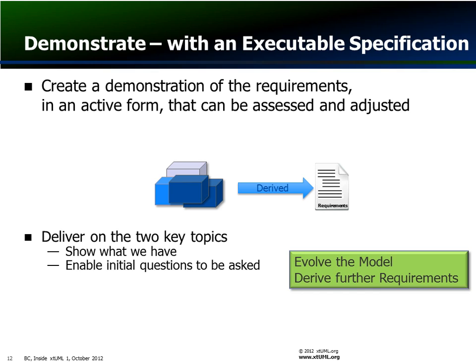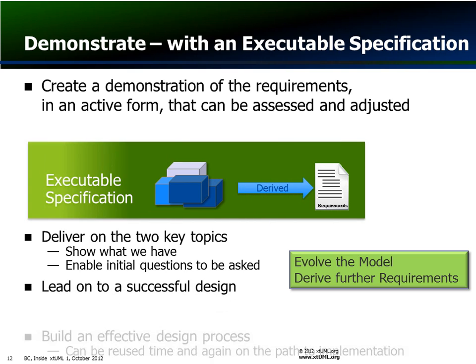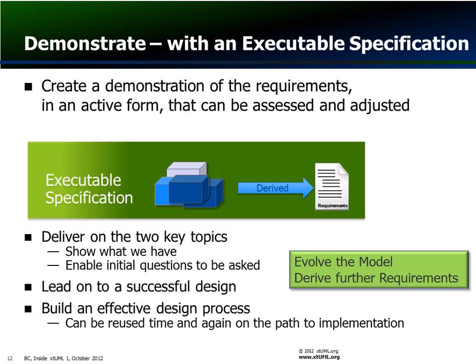We can evolve the model, derive better requirements, and go on to drive from our executable specification into a design process. And by having an executable specification, it's something that can be referred back to later on in the design flow. We can go back to the executable specification and execute it again. In other words, run the models and see what the model did, and compare that with perhaps an implementation choice that comes up later in the flow.